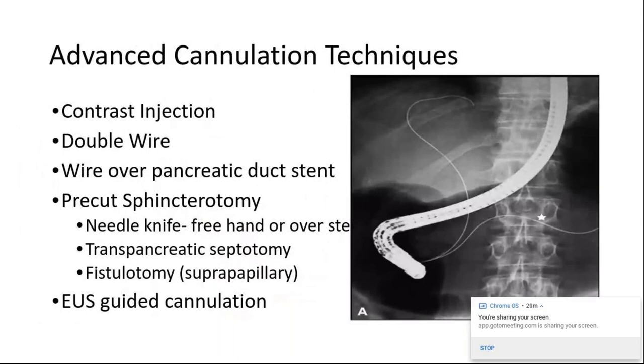All right, so let's talk about some advanced cannulation techniques. I'm just going to go over some of these real quick, and I have some slides for others. So contrast injection: this technique is useful if you've got a tight biliary stricture. Say you're trying to get in and your wire pops right back out at you. You can put a little contrast in to help highlight the correct trajectory. The double wire technique and wire over PD stent will be covered on the next slide. And with regards to pre-cut sphincterotomy, I think access sphincterotomy is probably a more accurate term. Again, we'll talk about this on the next few slides. Next slide.